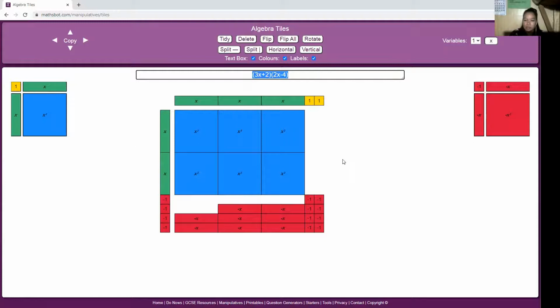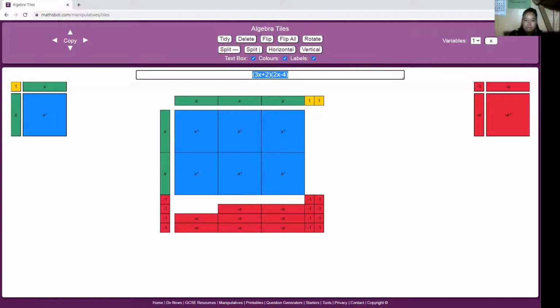Okay, so now we have 6x squared, 8 negative x, and 8 negative 1. So our product will be what? Very good. Our product will be 6x squared minus 8x minus 8. Okay, did you understand? Okay, let's try another example.